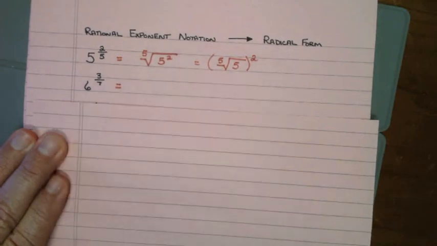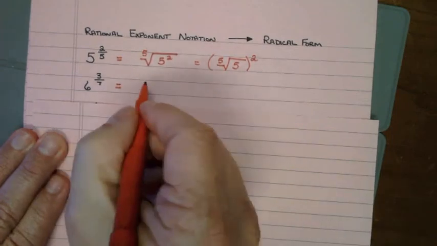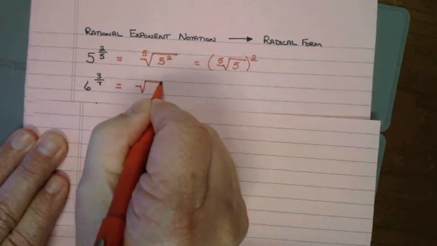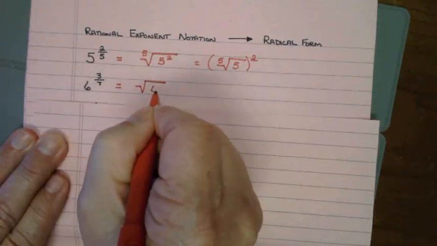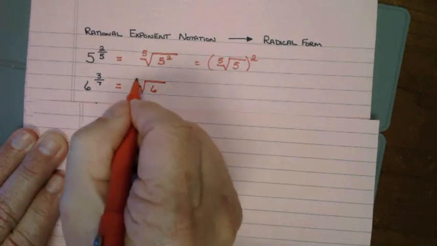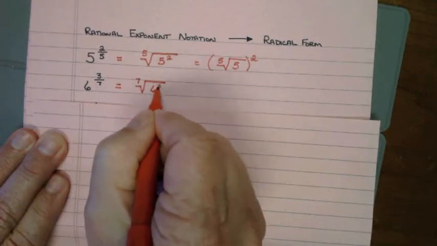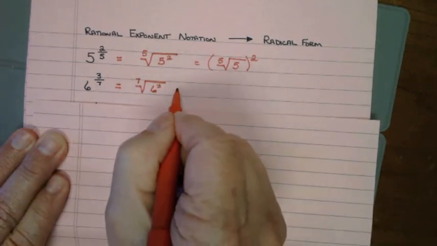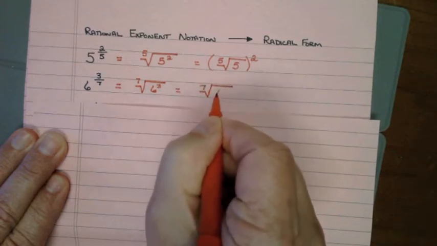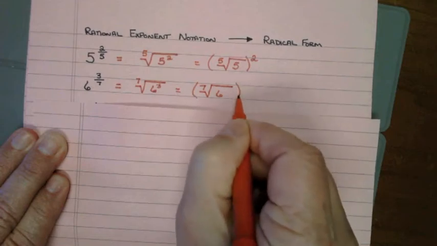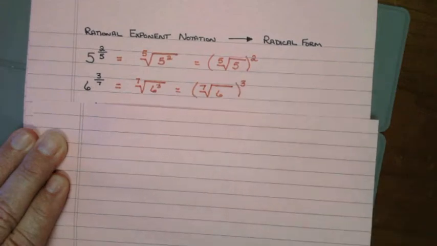I'm going to change this to radical form. Make my radical symbol, put my radicand up under it, my index goes right here, my exponent goes right here. Again, I could rewrite it like this as well, using parentheses, and put the exponent on the outside.